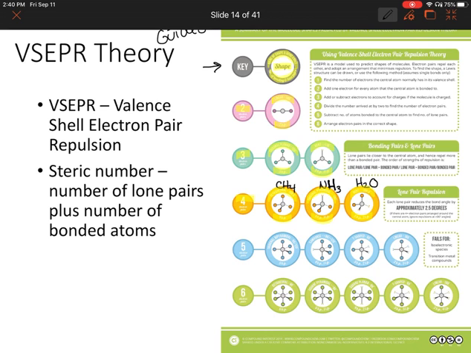Okay, so you'll be happy to know that we are going to completely ignore 5 and 6. These are more relevant in inorganic chemistry, so we're just going to ignore them for organic chemistry. Now, all those numbers we just went over are called the steric number. That's the number of lone pairs plus the number of bonded atoms.